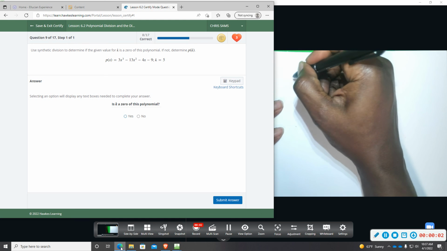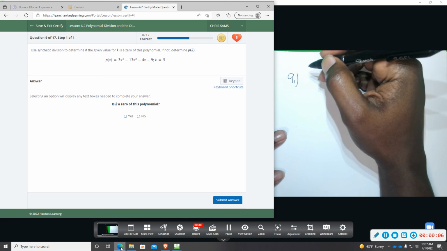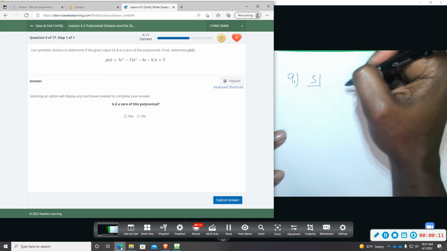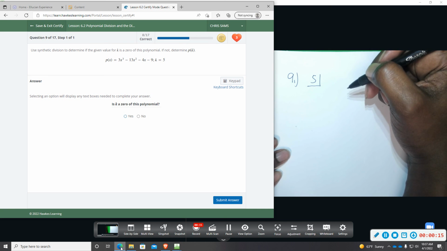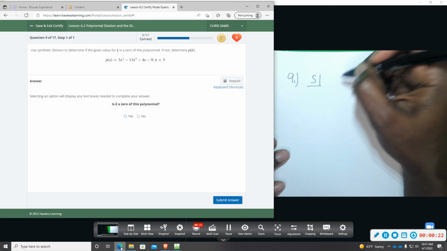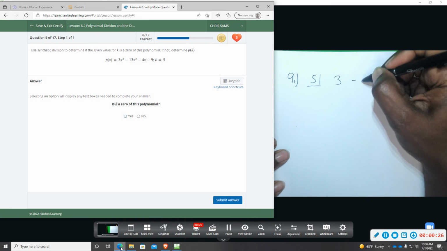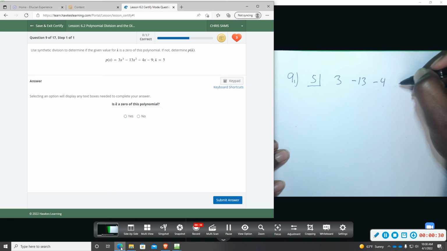All right, number 9, we want to know, is 5 a zero of the polynomial? So 5 is going to be my little box number. When I look at my terms, we have x cubed. So we got 3, 2, 1, 0. So we have all of our terms. So I'm going to list the coefficients. 3, negative 13, negative 4, and negative 9.